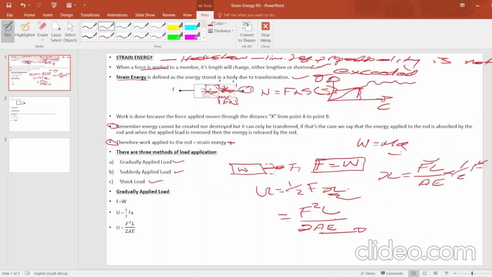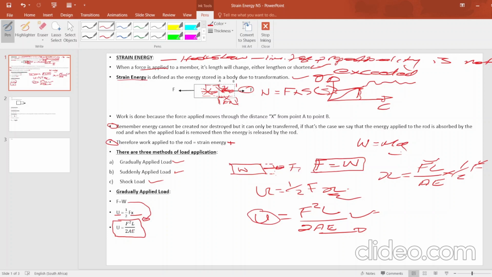Now this is the formula that we'll be using in calculating what? The strain energy. This would be the symbol for strain energy, the U. This is the symbol for strain energy. This is the formula that we will be applying. If we unpack the formula, this is the formula that we will be using under the gradually applied. And please don't forget that under gradually applied, F equals what?